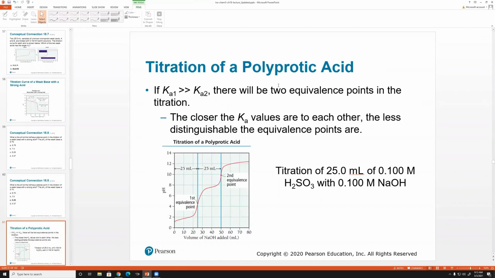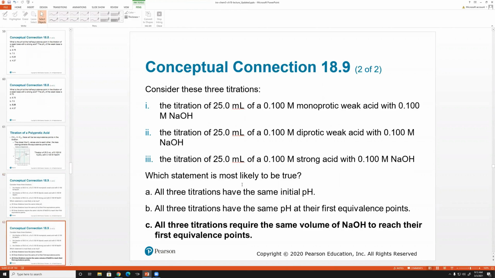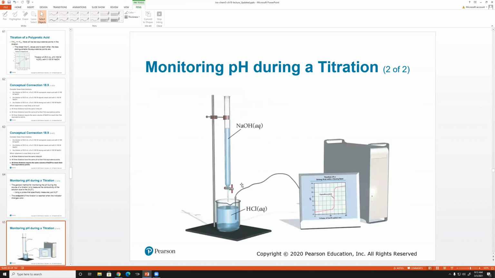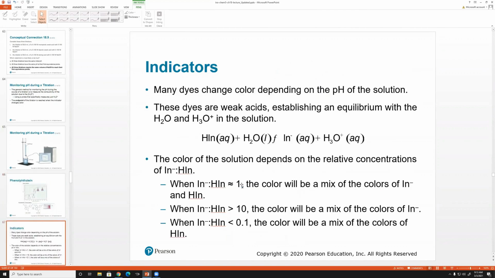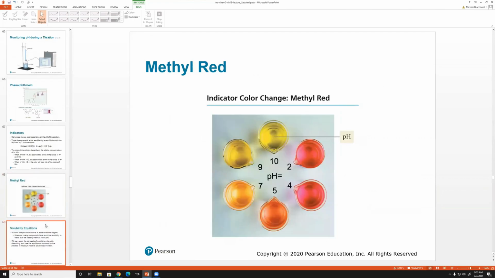Now, if you have a titration of a polyprotic acid, you're going to have more than one equivalence point. You can read this on your own; I don't want to spend too much time. If you monitor pH during a titration, there are different ways to do it. Experimentally, we can use a probe or an indicator. Phenolphthalein is an indicator which changes color in a certain pH range. Around a pH of 7 or 8, you'll start to see the color change. That's when the equivalence point happens, and then the color will get darker as you add more. There are different types of indicators.